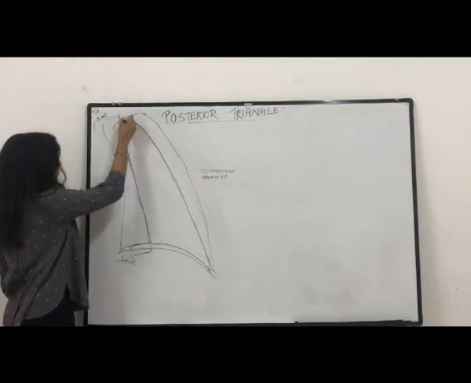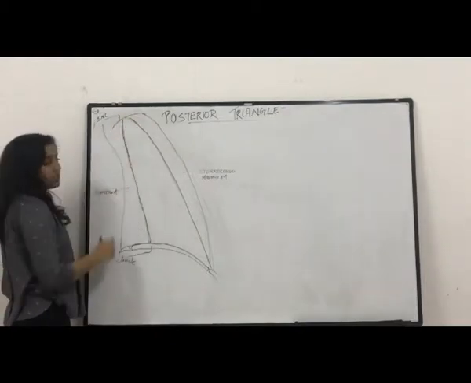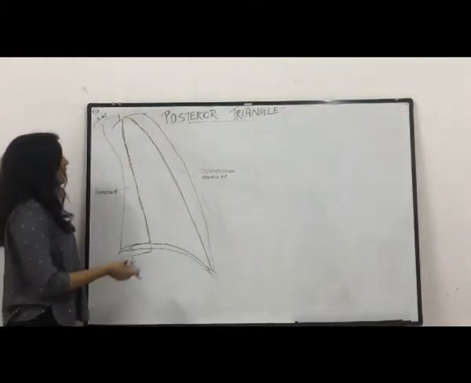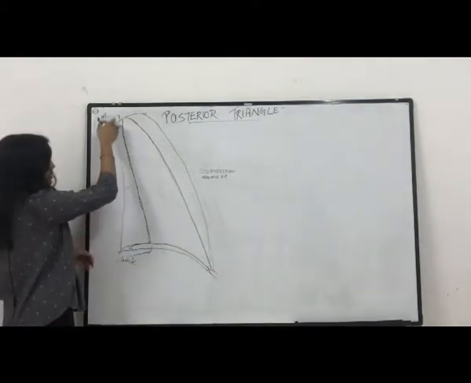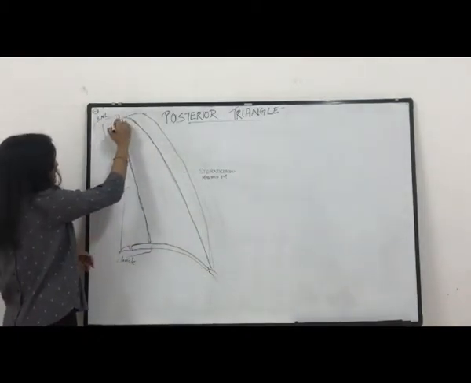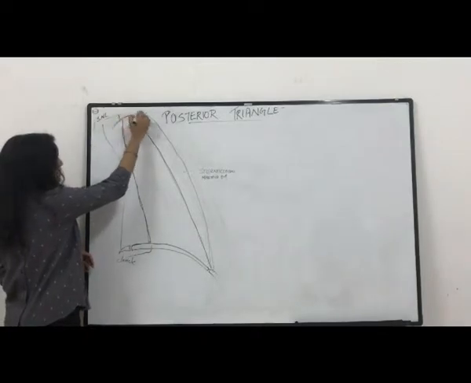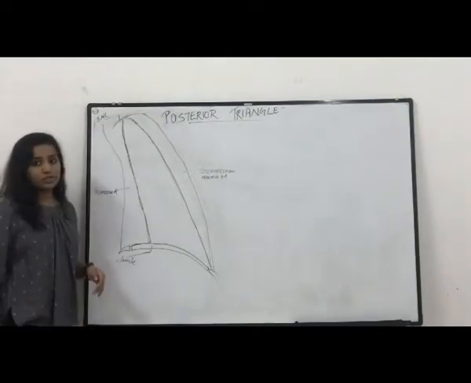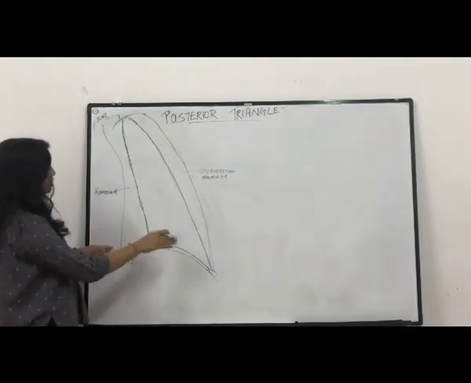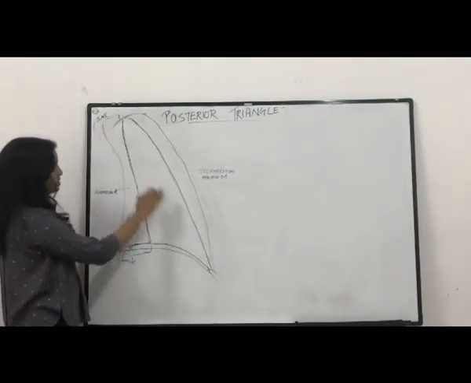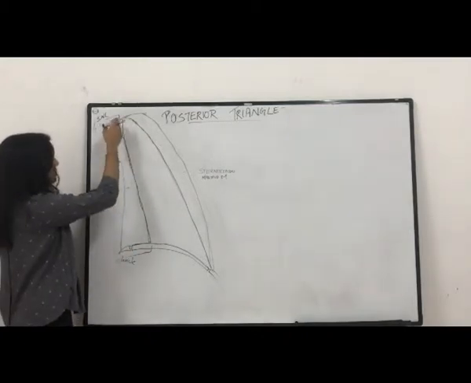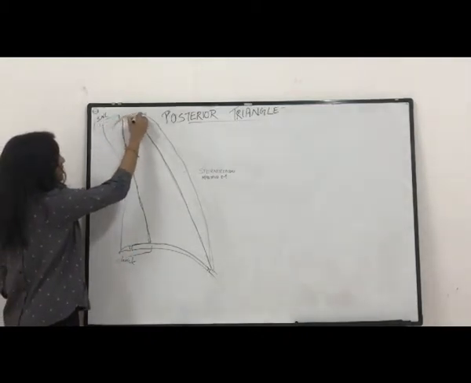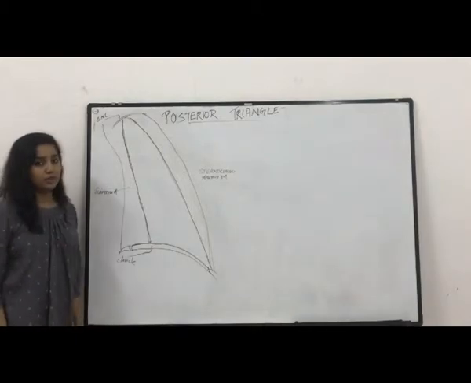Next is the superior boundary. The superior boundary is formed by the meeting point of sternocleidomastoid and trapezius muscle, which meets at the superior nuchal lines of the occipital bone. So the superior boundary or the apex is formed by the meeting point of sternocleidomastoid and trapezius muscle onto the superior nuchal lines on the occipital bone.